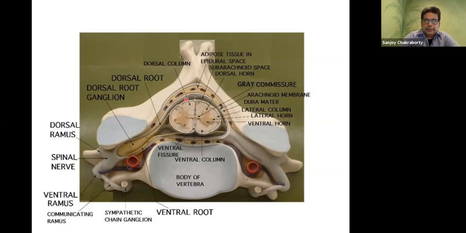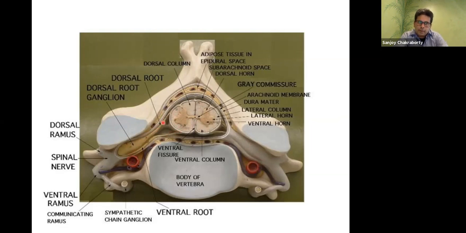So, again, this is the epidural space, dura mater, arachnoid mater, subarachnoid space, and the pia mater. And this is where the dorsal root ganglia is. That's the dorsal root ganglia. That is the dorsal root going in, and that's the ventral root.